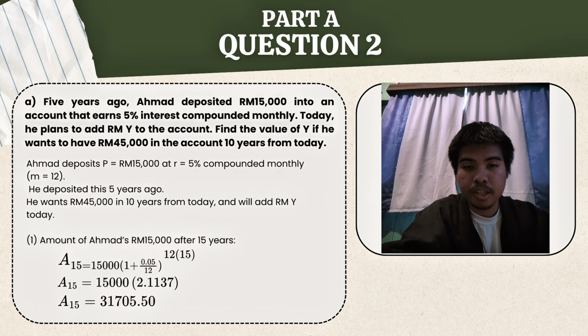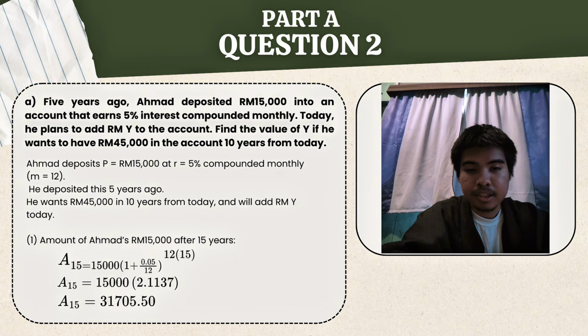Hi, I'm Yusuf, and today I'll be explaining question 2 for part A. First of all, we have question A. Ahmad deposited RM15K into his bank account 5 years ago. The interest rate was 5% compounded monthly. Today, he wants to add an extra amount, which we call Y, so that in 10 years to come, the account will have 45K.